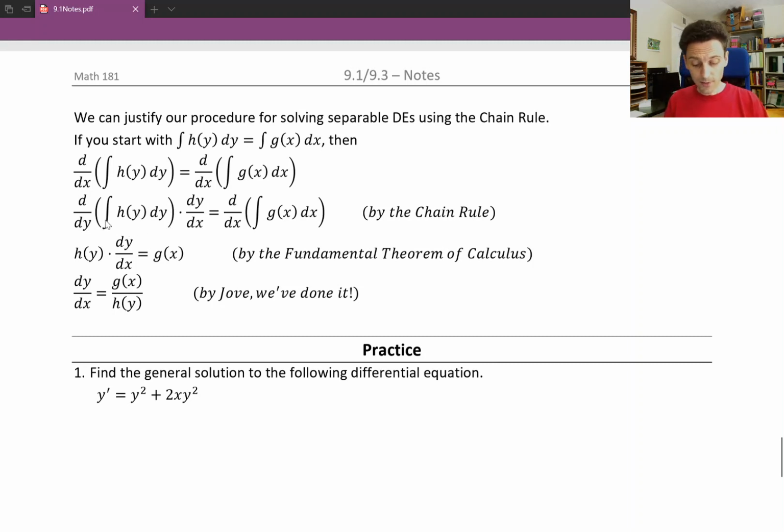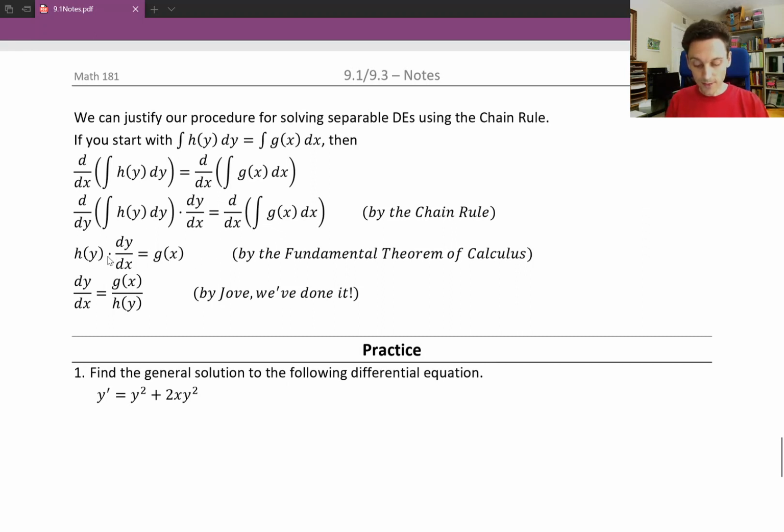Then we can use the fundamental theorem of calculus to handle the derivative of the integral on both sides of the equation. The derivative of the integral of this function right here, h of y, with respect to y, is going to just be h of y, because the derivative and the integral now can undo each other, now that we're all talking about y, everything with respect to y. You'll still have this dy dx part right here, and on the right side, the derivative and the integral will undo each other as well, because there you're all talking about x.